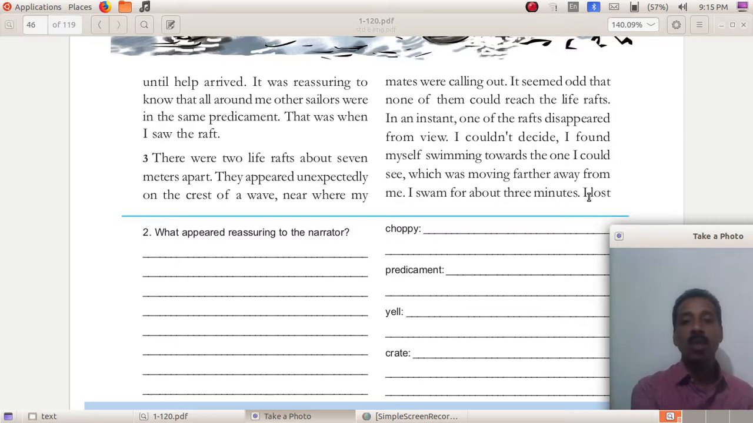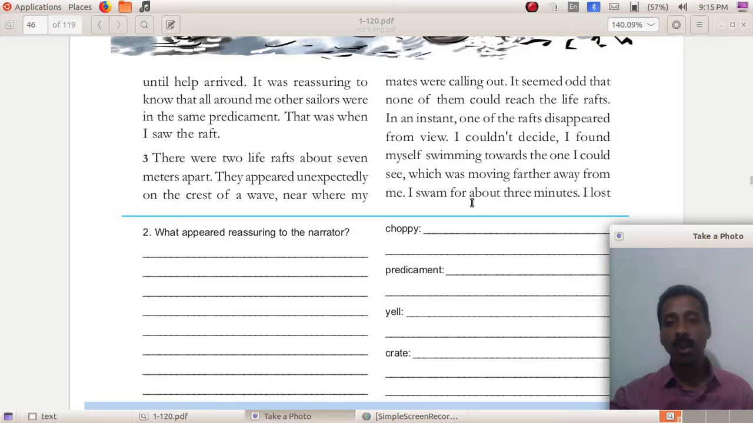In an instant, one of the rafts disappeared from view. So how many rafts were there? Two rafts were there. Suddenly one of them disappeared. I couldn't decide. I found myself swimming towards the one I could see, which was moving farther away from me. So what was he trying to do? He was trying to get one of the rafts. So he was swimming to one of the rafts which he could see.